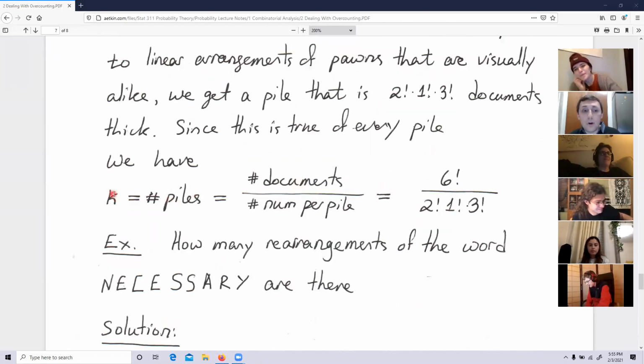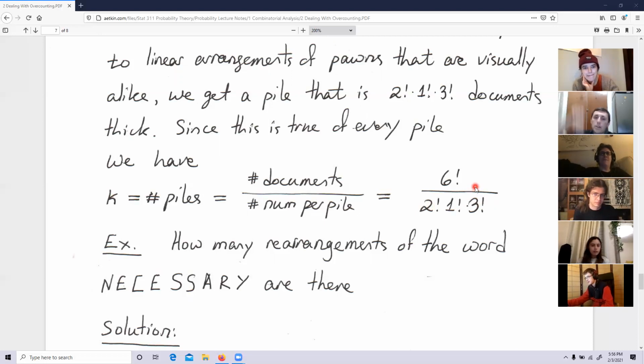Then the number of distinguishable arrangements is simply the number of documents divided by the number per pile. You understand what I imagine? I imagine having stacked 6 factorial documents into piles of identical height. The piles are all of identical height, and the height of the pile is 12. It's 2 factorial times 1 factorial times 3 factorial. So each pile is 12.